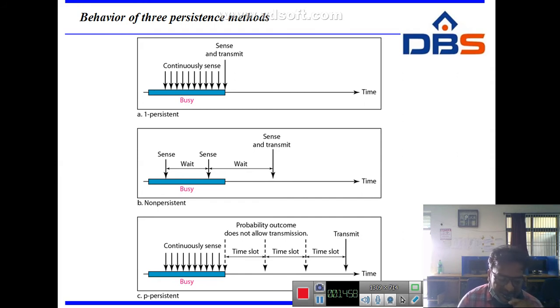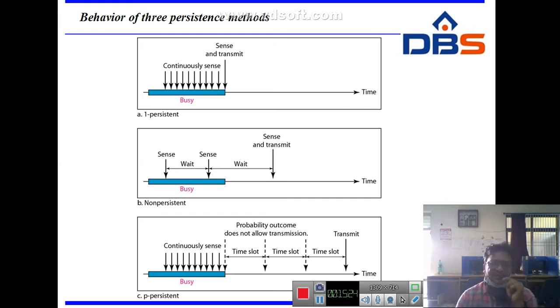If the line is idle, it goes to step 1. If the line is busy, it acts as though a collision has occurred and uses the backoff procedure. So here in the p-persistent method, we are combining both of the above two methods: the one-persistent method and the non-persistent method.